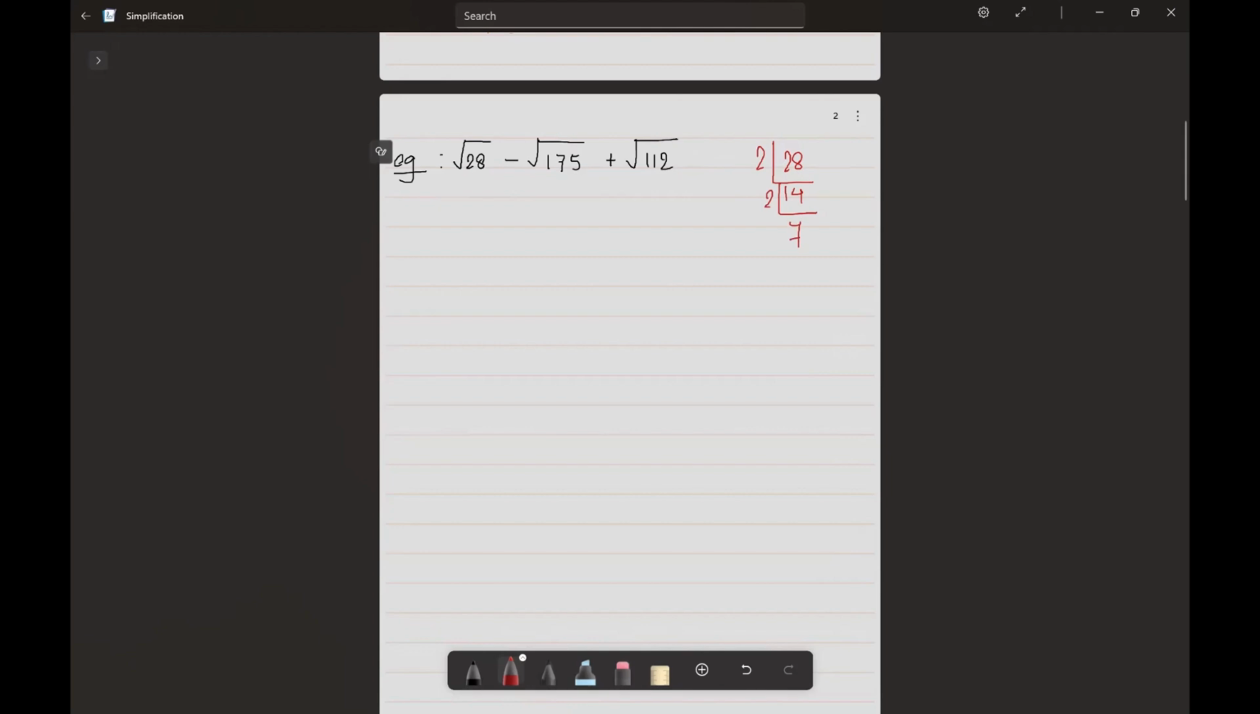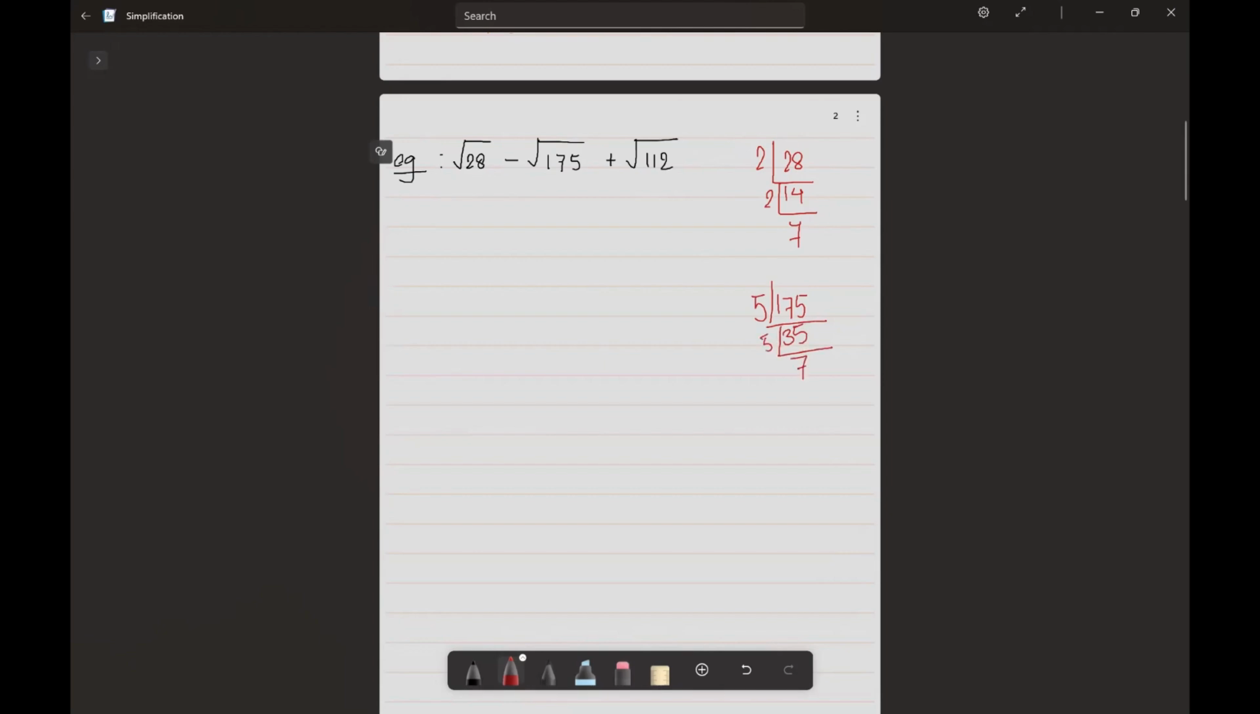So we have 7 in here. Now 7 is a prime number, so we stop. Now for 175, we know we have a 5 in the end. So whenever we have a 5 in the end, that number always gets divided by 5. So 175 divided by 5 will give you 35. And we know 5 sevens are 35.